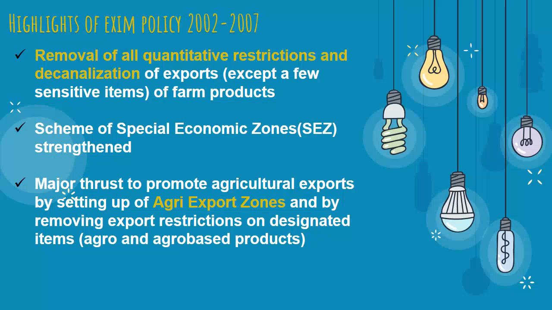There are highlights for every EXIM policy under every 5 years. Let's see some of the highlights of the EXIM policy of 2002 to 2007. Removal of all quantitative restrictions and decanalization of exports of farm products. The scheme of special economic zones has been strengthened, with a major thrust to promote agriculture exports by setting up agri-export zones and by removing export restrictions on designated items such as agro and agro-based products.